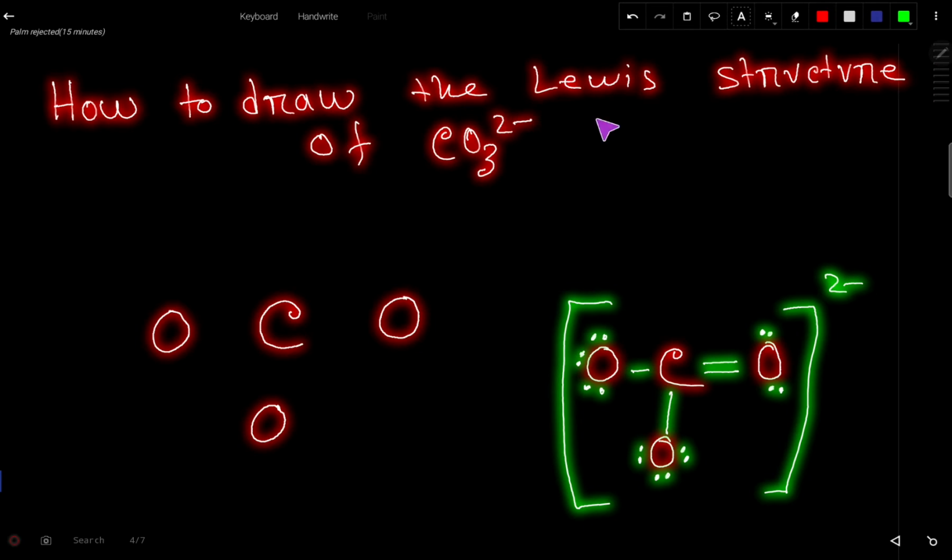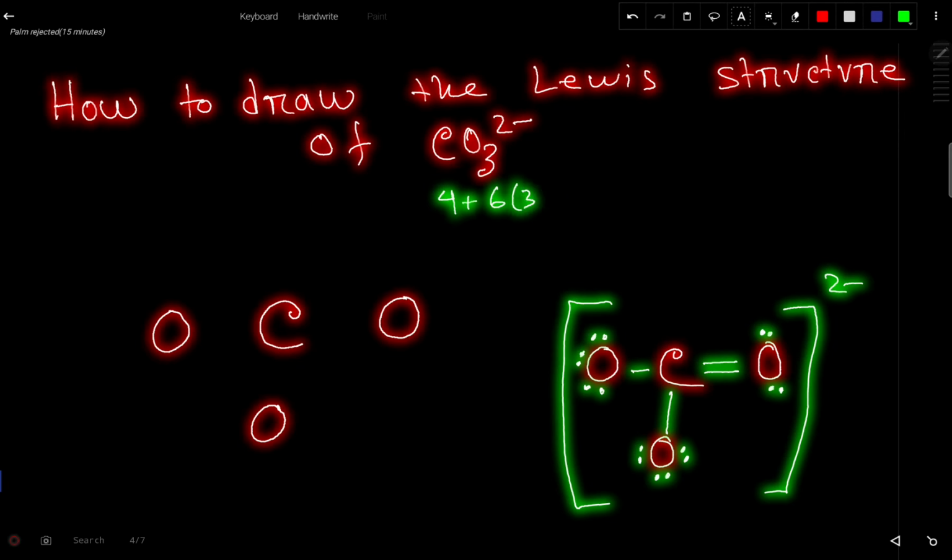How to draw the Lewis structure of CO3 carbonate ion. At first we have to find out the valence electrons for the carbonate ion. Carbon has 4 valence electrons because it is an element of group 4A. Oxygen has 6 valence electrons because it is an element of group 6A.